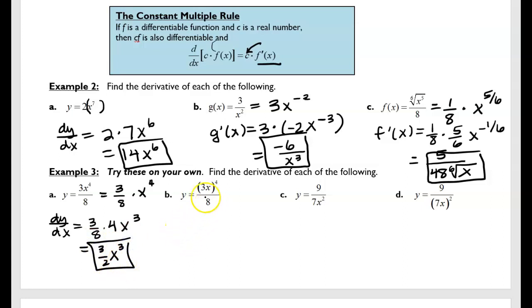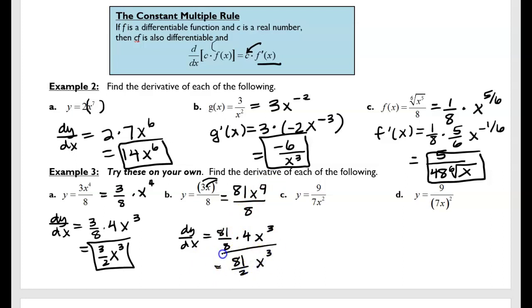For part B, when you have parentheses like that, you need to distribute the 4. So I'm going to have to take 3 to the 4th and x to the 4th. So this is 81 x to the 4th over 8. So my derivative is 81 over 8. I'm just going to take that coefficient times 4x cubed, because that was x to the 4th. I know it looks like a 9 for 4, I promise. And when I simplify this, I get 81 over 2 x to the 3rd.